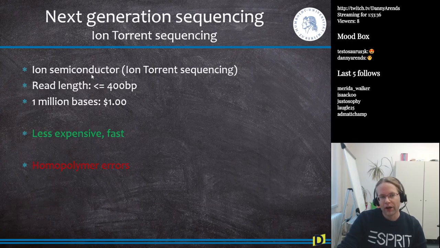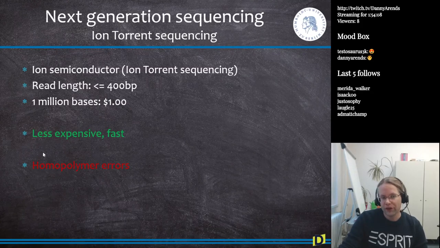So the ion semiconductor, which is ion torrent sequencing, the read length is very short. You can get around 400 base pair reads. The cost is around $1 per 1 million base pairs. I say here it's less expensive, and that is because of the cost of the equipment, since a quadrupole is not that expensive, and you can do it relatively fast as well, because 400 base pair reads are also relatively fast.